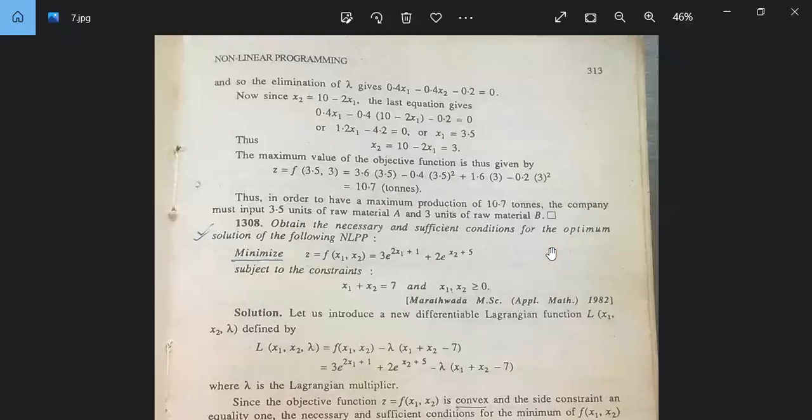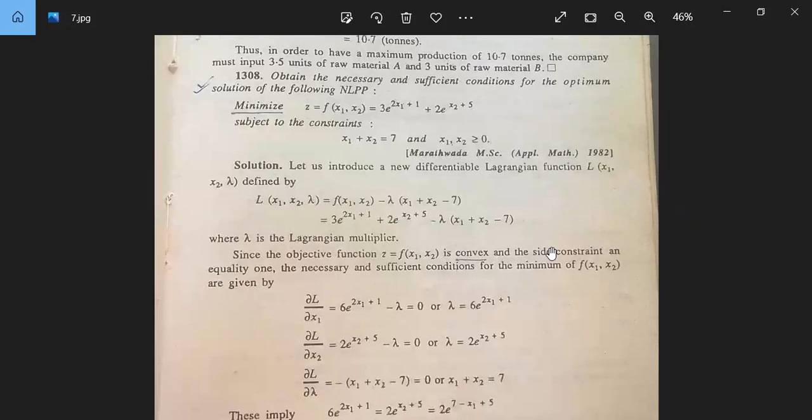There is another example. Let us see this quickly too. Obtain the necessary and sufficient conditions for the optimum solution of the NLPP. Minimize z equal to f(x1, x2), this is 3 e to the power (2x1 plus 1) plus 2 e to the power (x2) plus 5, this is our objective function. Subject to the constraint x1 plus x2 is equal to 7 and x1, x2 greater than or equal to 0.